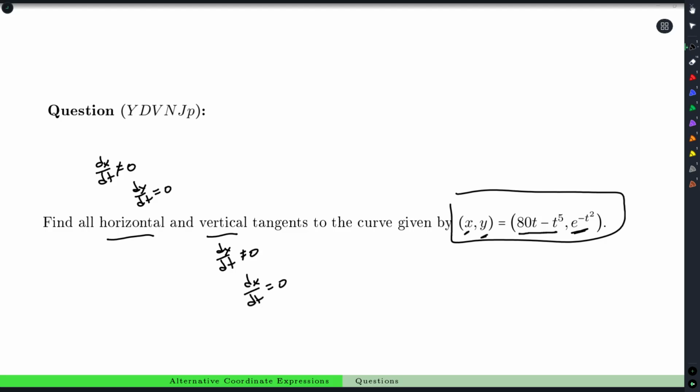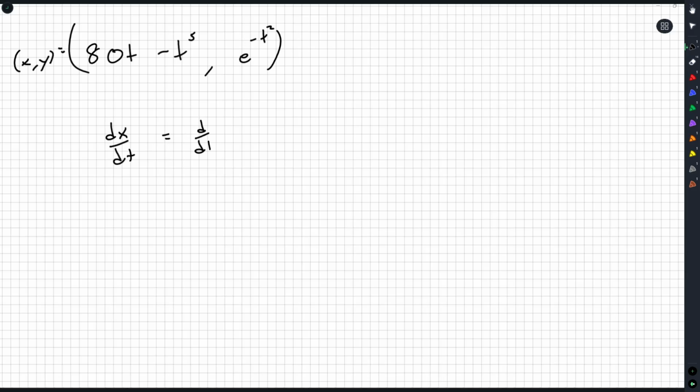Okay. So to answer this sort of question, we need to get the dy by dt's. We need to get the dx by dt's. So we've got 80t minus t to the 5 and e to the negative t squared. So I'll slam the little xy's over there. Okay, so we just got to differentiate dx by dt. This isn't bad at all. This one here is a polynomial, so it certainly doesn't take too long. 80, and then the 5 comes down, 5t to the 4.